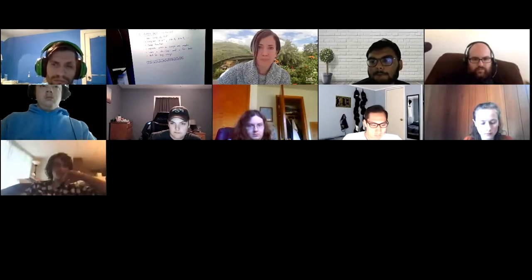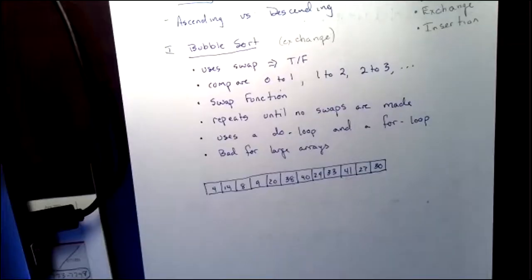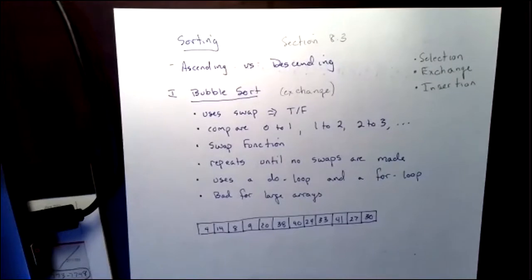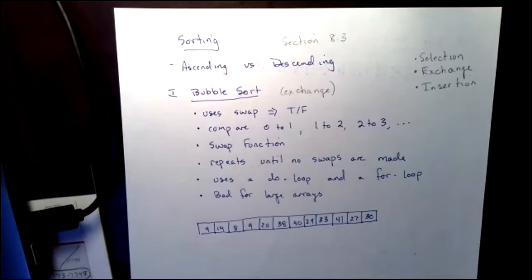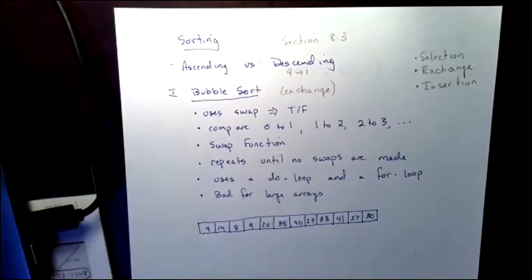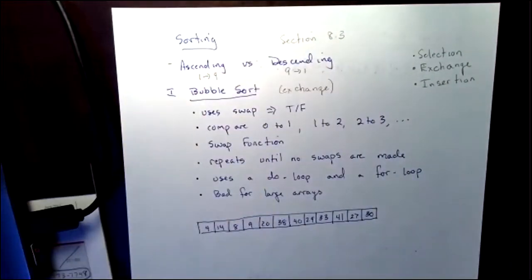Okay, so the first thing I want to talk about, let me get in my speaker mode so I can see. First one I want to talk about under sorting, which is section 8.3 in our book. First thing we need to do is talk about what's the difference between ascending and descending. Ascending is going up a mountain, descending is going down. Descending is going down like if I went from 9 down to 1. Ascending is going from 1 up to 9 or from A to Z. Okay, so you're going to hear terms when it comes to sorting of ascending and descending.